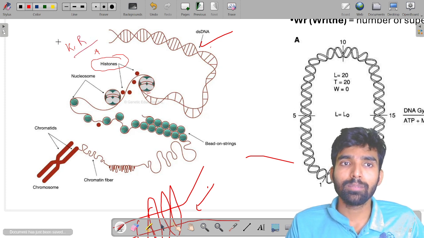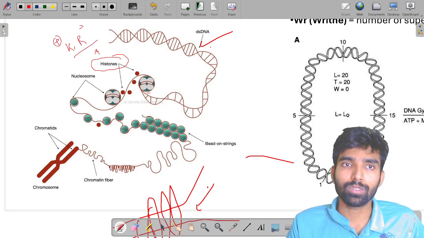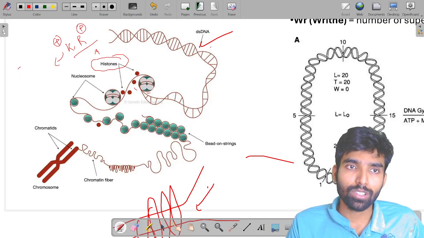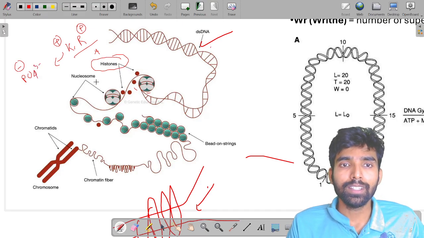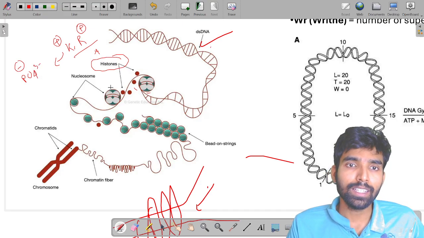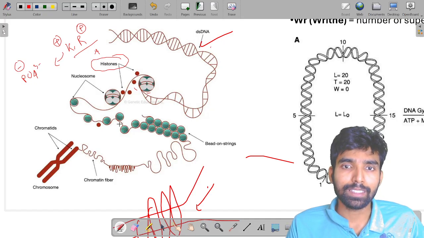So lysine and arginine are mostly positively charged amino acids, right? So they will interact with the negative charge of the phosphate backbone, and then they will neutralize the DNA and compact the DNA. Okay, so this is called a nucleosome.